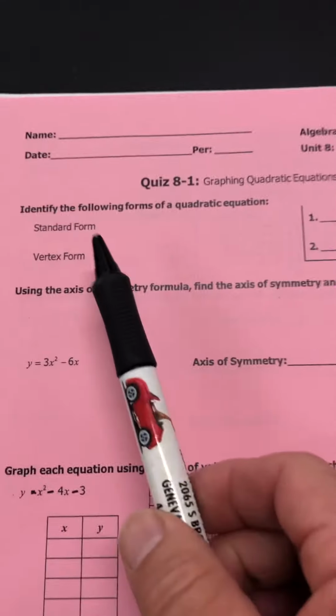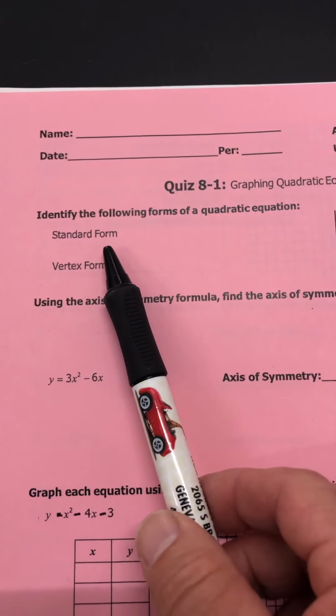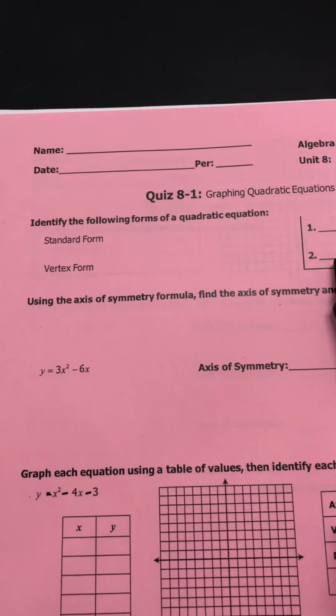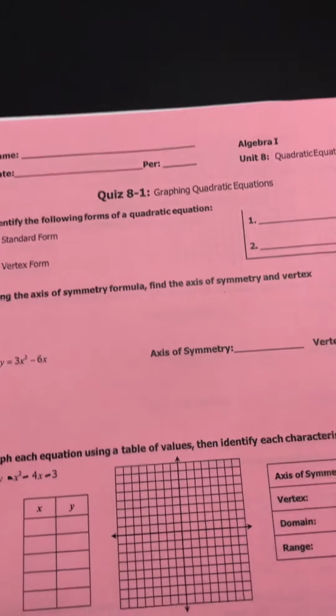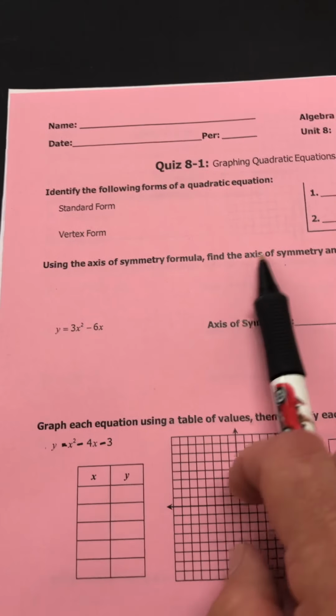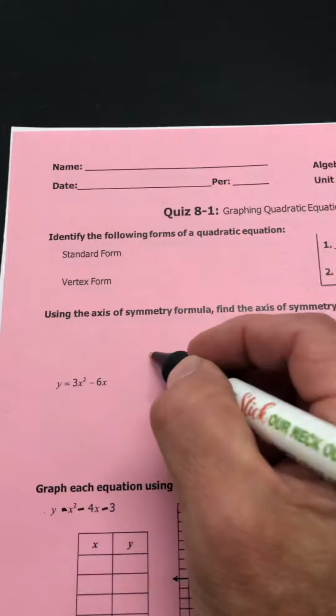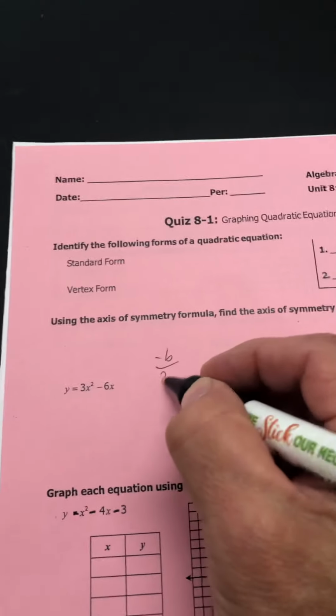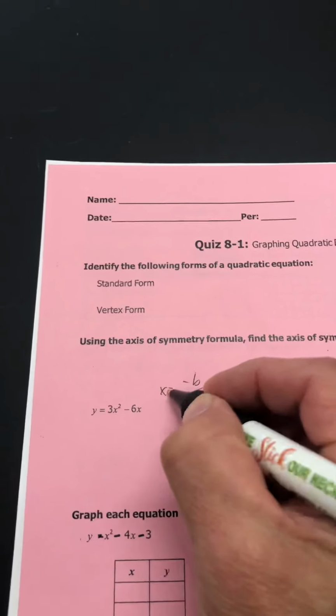So, for number 1, standard form, that's already up there. That's given to you in your notes. Vertex form, same thing. It's given to you in those notes. Using the axis of symmetry formula, find the axis of symmetry. Remember, you're going to be negative b over 2a. That's going to be that x value.